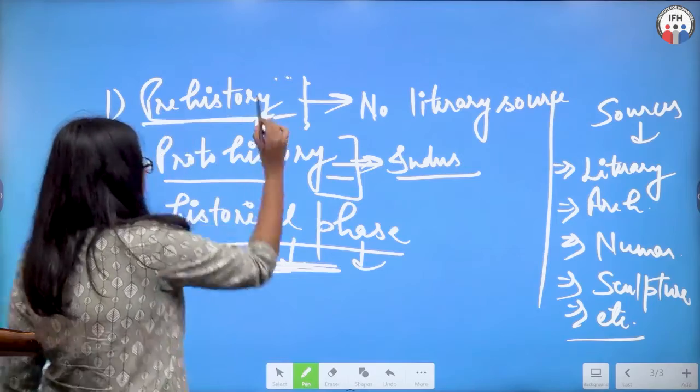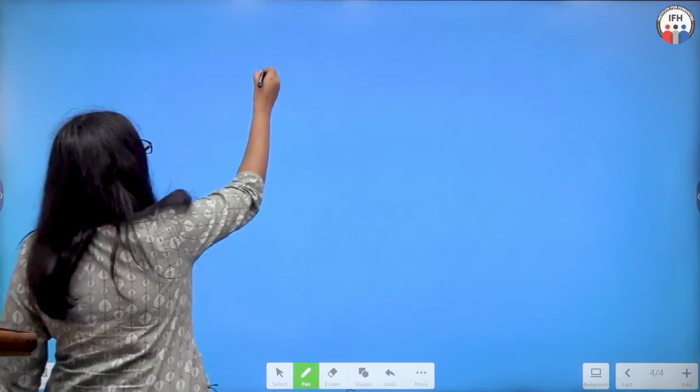So here we are discussing in prehistory, there are 4 phases basically: Paleolithic, Mesolithic, Neolithic, Chalcolithic. In this lecture, we are going to talk about Paleolithic phase.